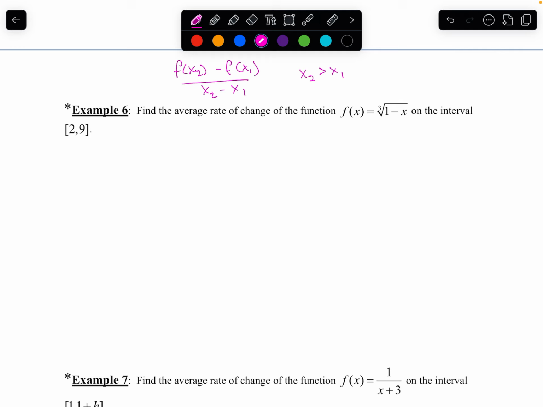So the way I'm going to set this up is I have f of 9 minus f of 2 all over 9 minus 2. So we now need to plug in the 9 into the cube root. So we have the cube root of 1 minus 9. Then I'm going to subtract when we plug in 2. So we have the cube root of 1 minus 2 all over the difference of 9 and 2 here. So that's going to be 7.